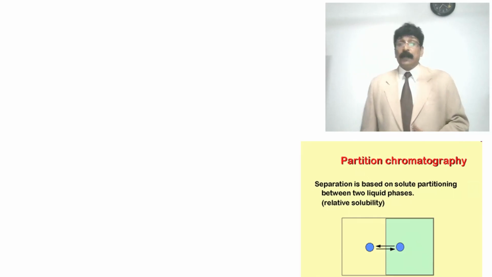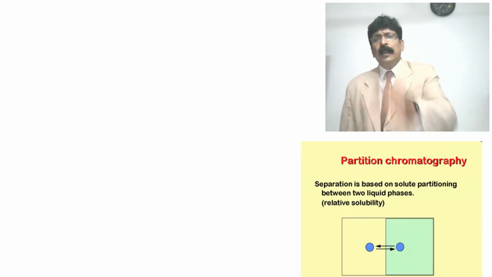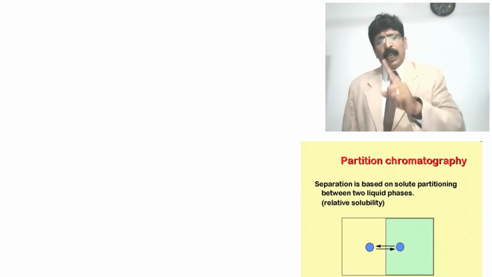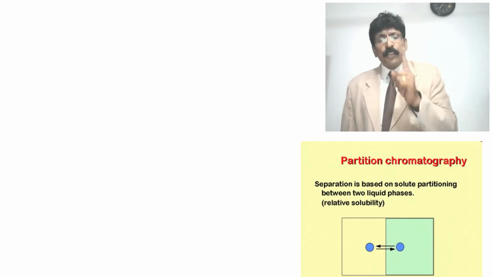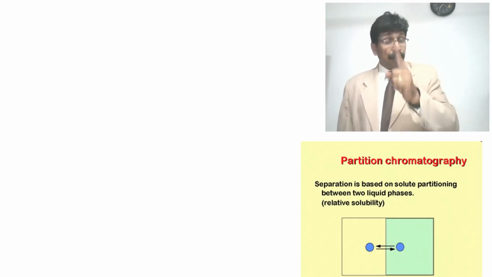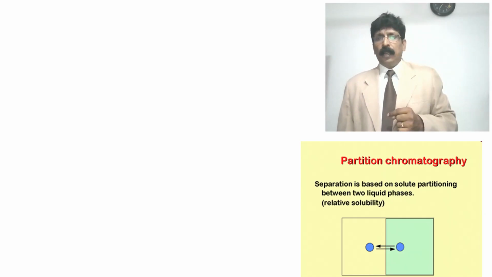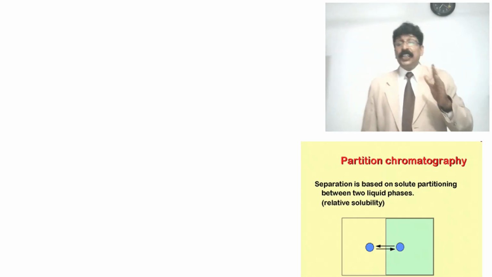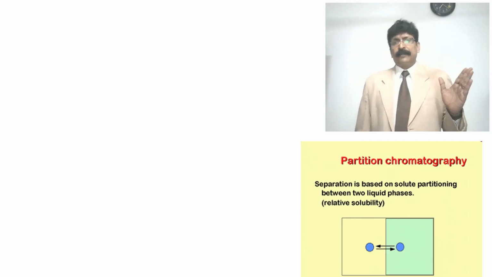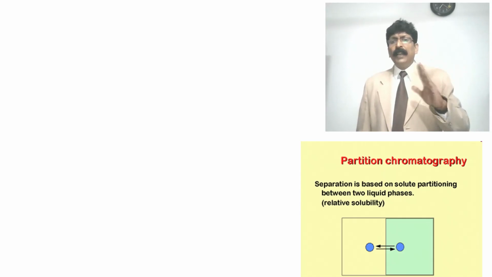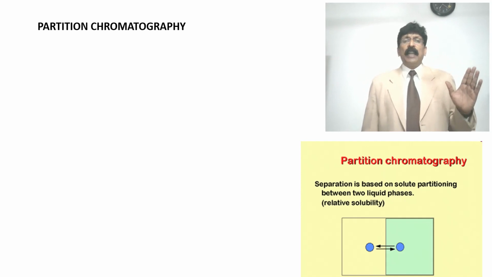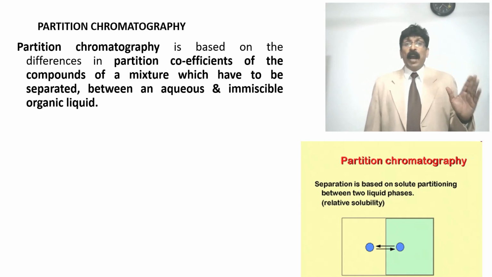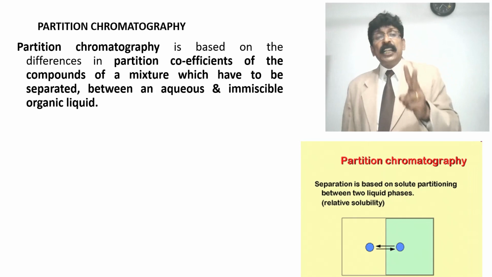The basic principle: partition, as I told you, needs two immiscible liquids, or a gas and a liquid is also possible. It is the distribution of a solute between two immiscible liquids, which differs according to solubility. Separation is based on the solute partition between two immiscible liquid phases, on the basis of relative solubility. Partition chromatography is based on the difference in partition coefficient.